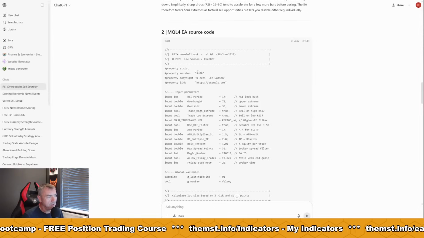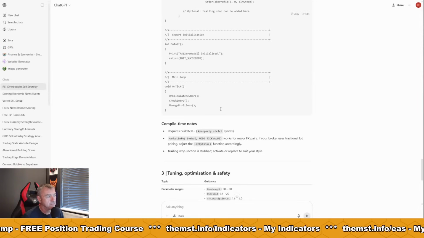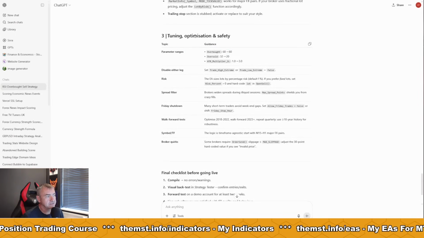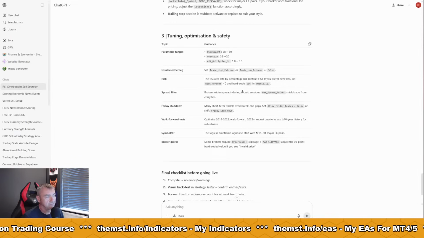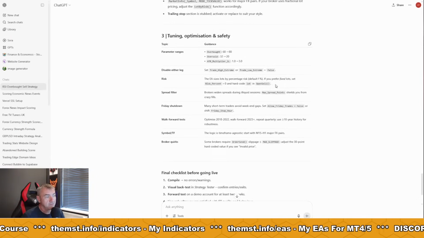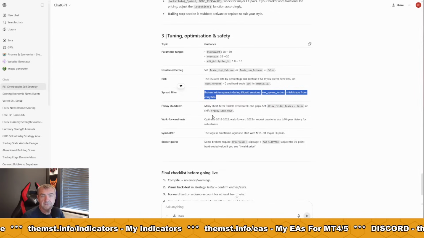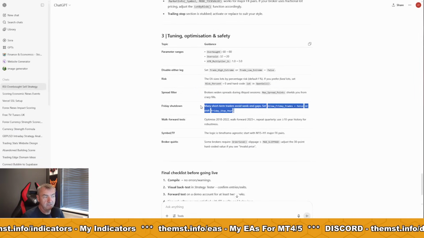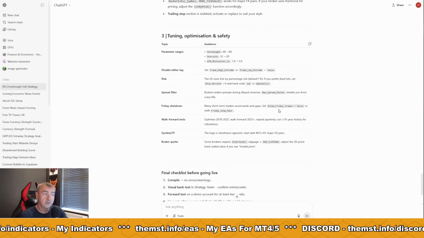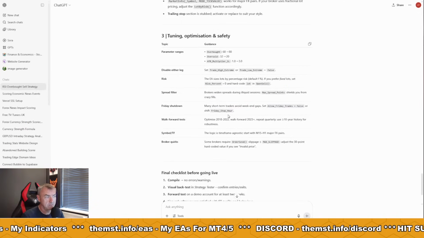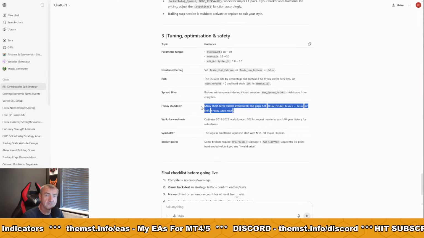And this is where, if you've got any experience in coding, this thing becomes absolutely amazing. But, you know, it's written out the code there, obviously. It's giving you the parameter ranges. It's done safety. The first version didn't do any of this, did it? The risk there. It didn't put a spread filter in. Friday shutdown. It knows it shouldn't hold over the weekends, because I've said to it, you're a trading expert with 20 years experience. So we're going to shut down on Fridays.